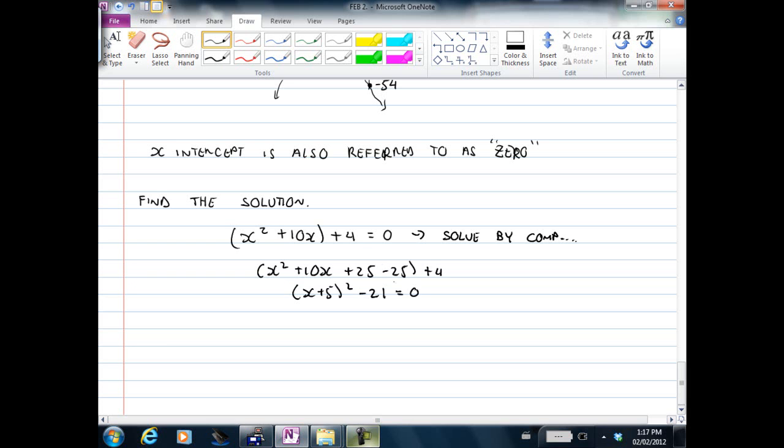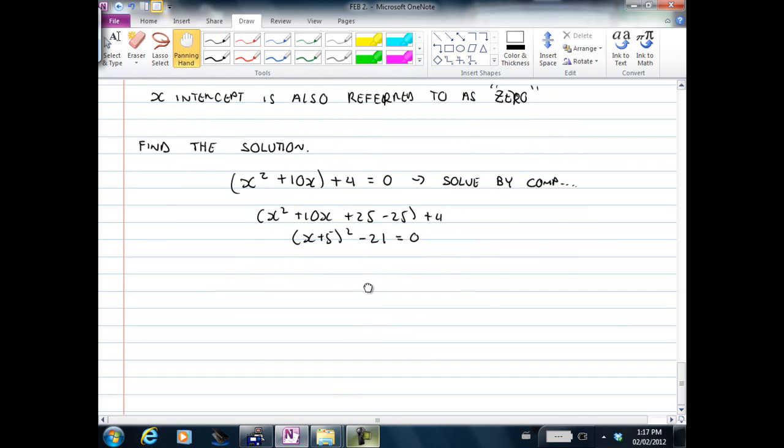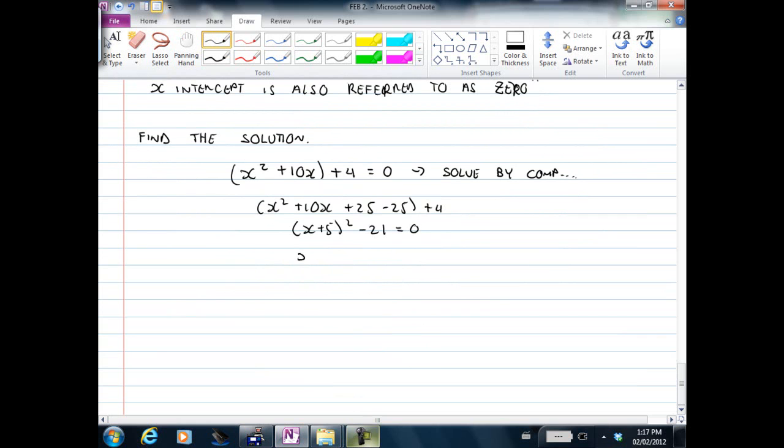Find the zero, find the solution, find the x-intercept. They all mean the exact same thing. Let y be 0 and solve for x. So you have x plus 5 equals root 21. For now, we'll just leave it like that. You can use decimals if you want. But don't forget, there's a plus and a minus. It's really important you have that. So your final answer is going to be x equals root 21 minus 5. That's one of them. And the other one is going to be negative root 21 minus 5.